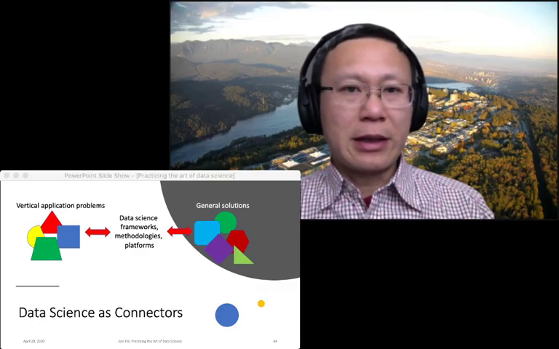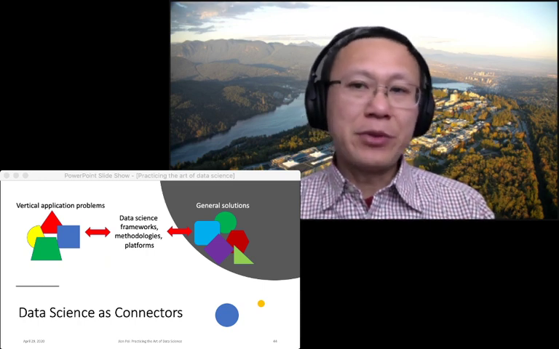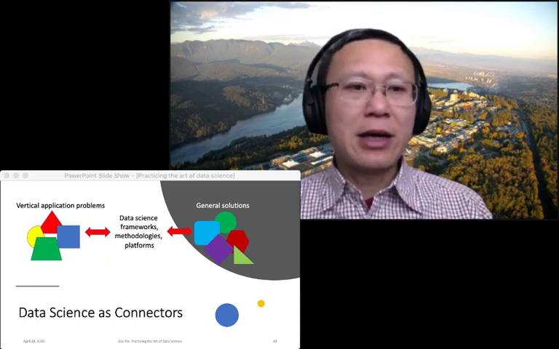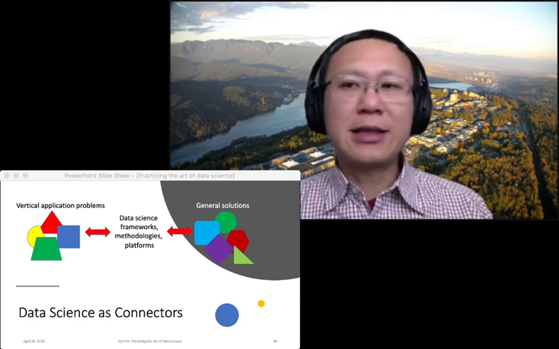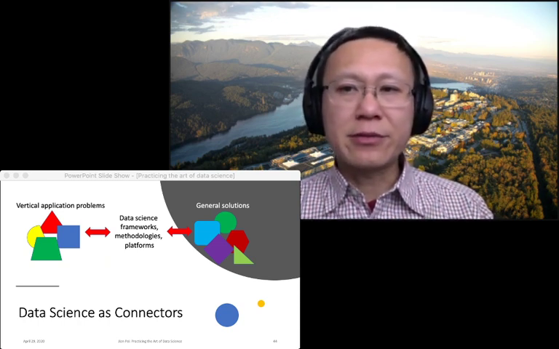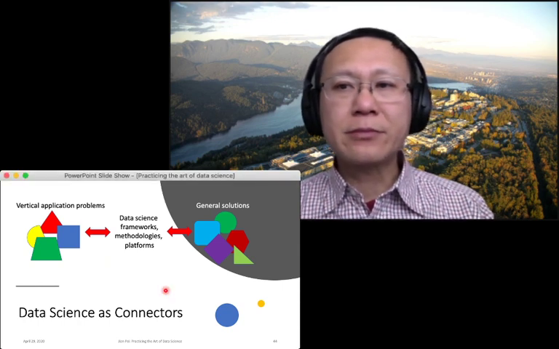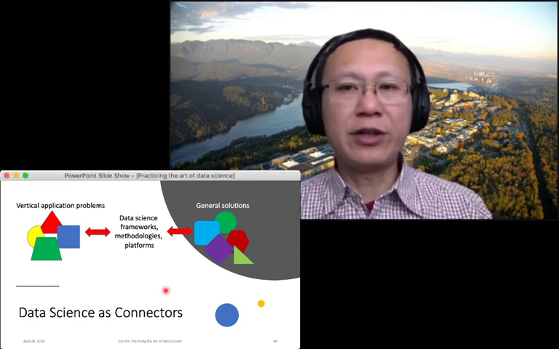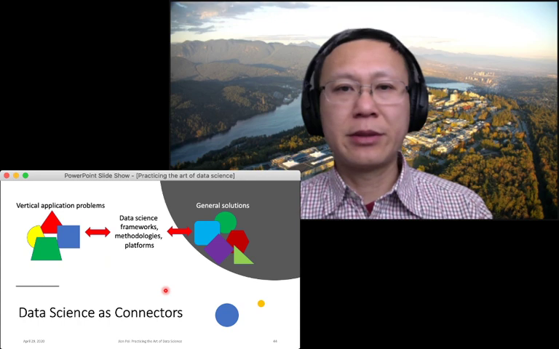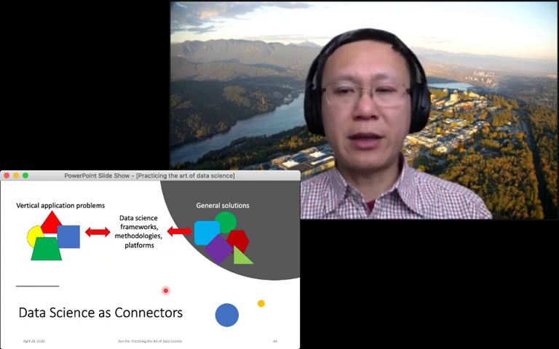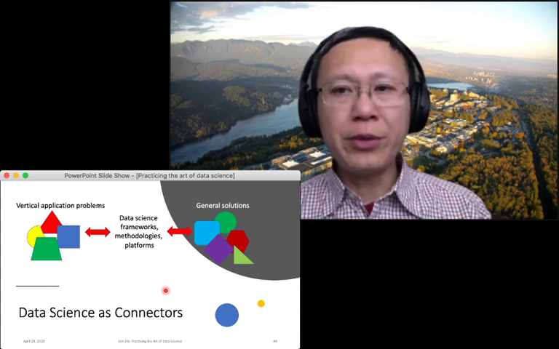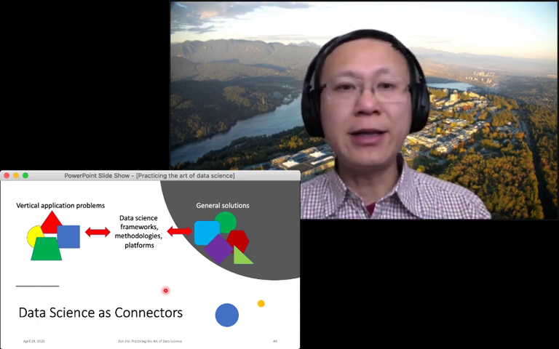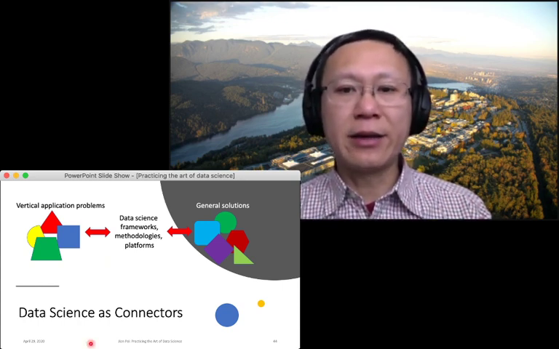Through the several examples I just talked about, I hope I can make it clear that data science indeed is a connector, connecting general solutions and vertical application problems. Data science frameworks, methodology, and platforms really can help to build an interface among data, science, and applications.